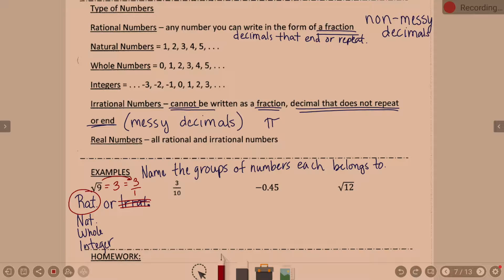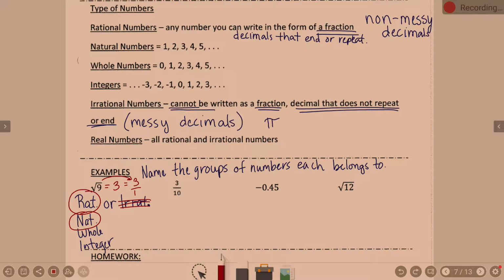Now I want to know, is the square root of 9 a natural number? Keep in mind, what does square root of 9 equal? 3. So go back up here. Natural numbers, those were your kindergarten numbers, right? Is 3 a number you knew in kindergarten? Yeah. So, is this a natural number? Yes.